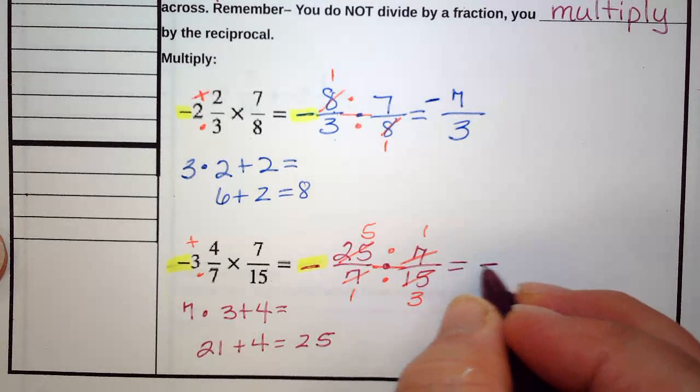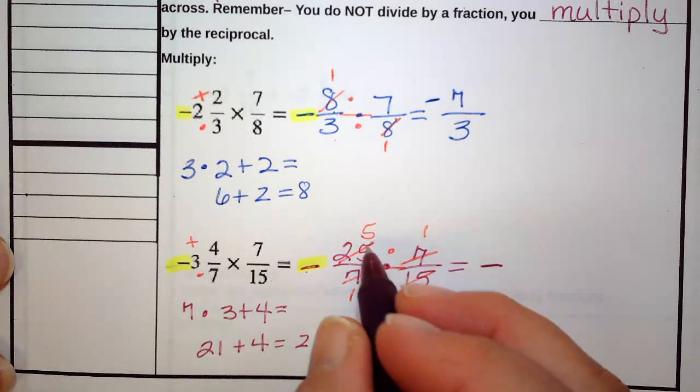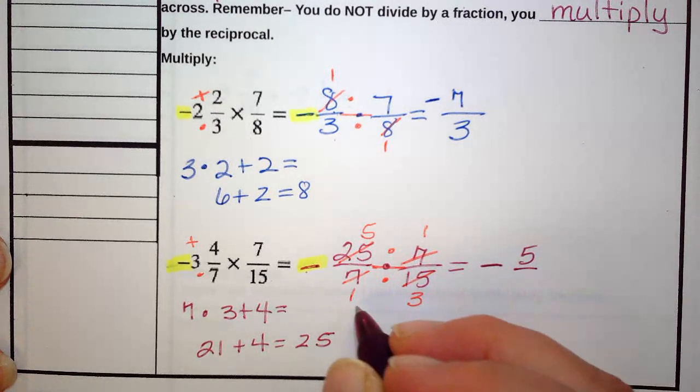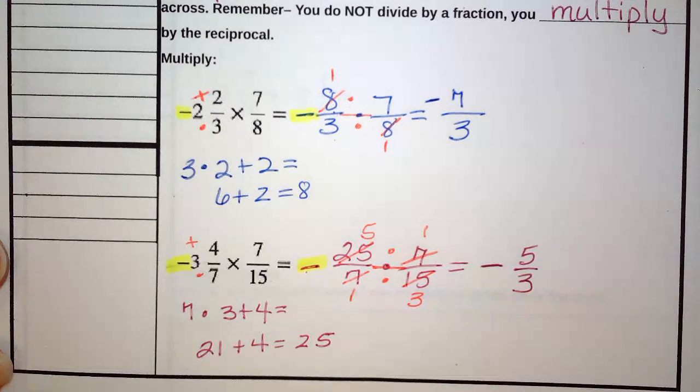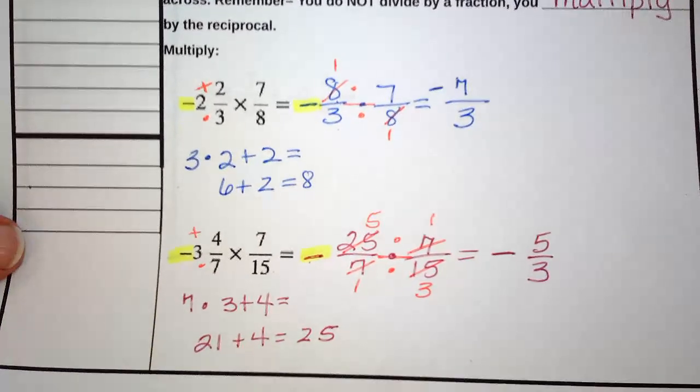I'm going to bring my negative sign over because negative times positive is a negative. 5 times 1 is 5. 1 times 3 is 3. And we are done. If you're still struggling, back up and watch these two examples again.